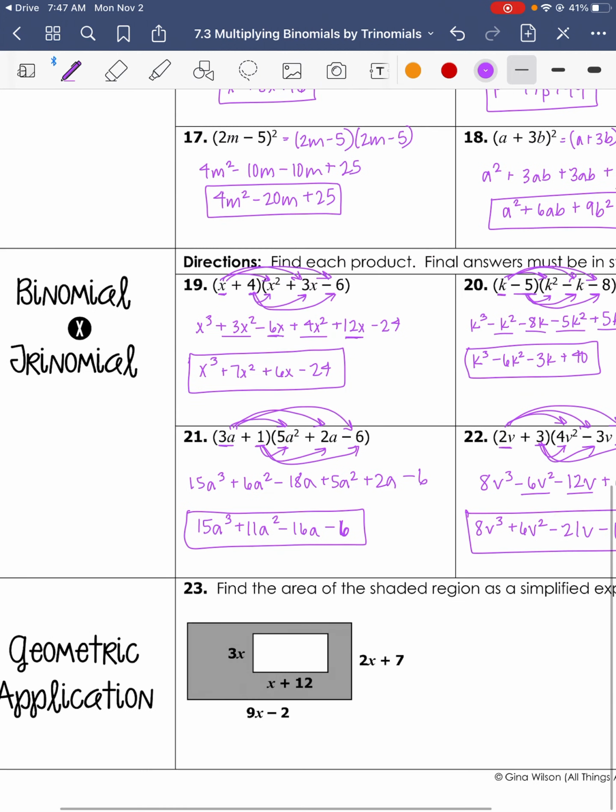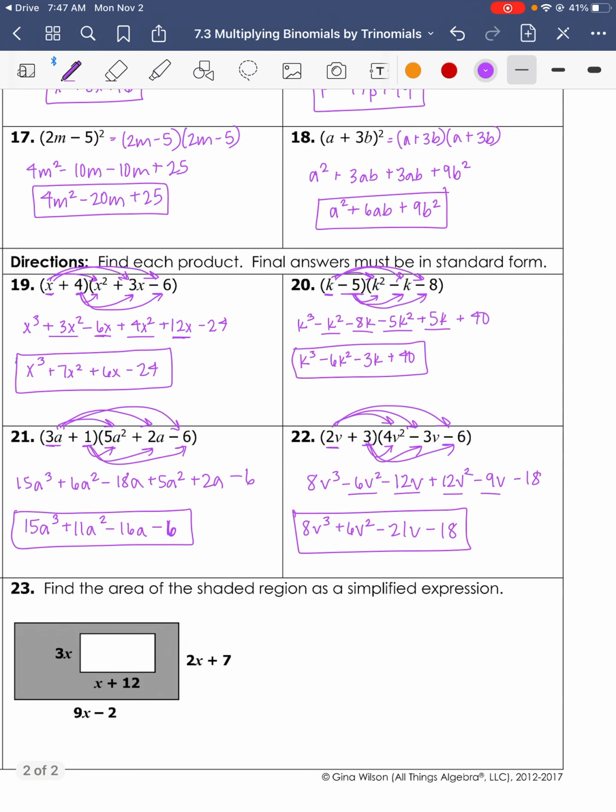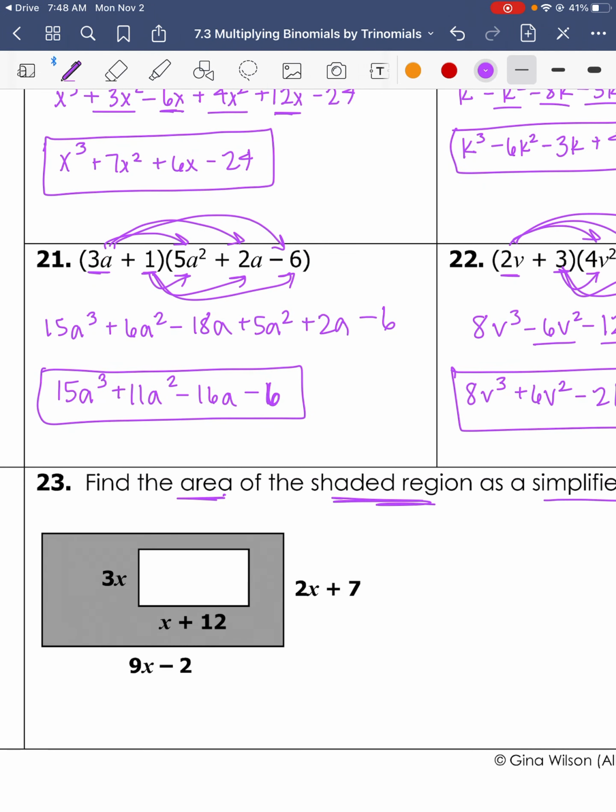Okay, let's look at geometric applications. Basically what we're going to be doing is just multiplying the same thing here, but it's going to be assigned to a shape. So let's see what the directions say. Find the area of the shaded region as a simplified expression. So we're looking at the area of the shaded region in its most simplified form. We have this big rectangle. We want to find the area of this big rectangle and subtract the area of the small rectangle so we can have what's left, which is everything in the shaded region.